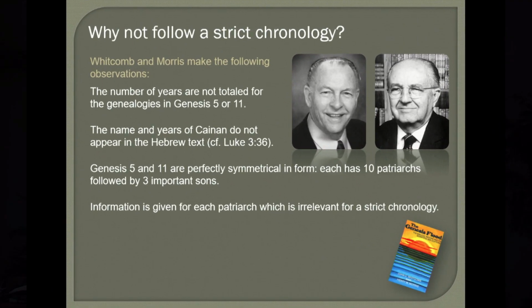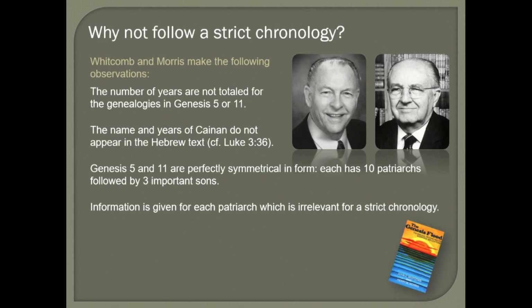Information is given in these chapters, Genesis 5 and 11, that's irrelevant for a strict chronology. Stuff that makes no difference to the chronological thing. If the whole point of them was to be able to add up the numbers and come up with the date of creation, why is this other information in there?